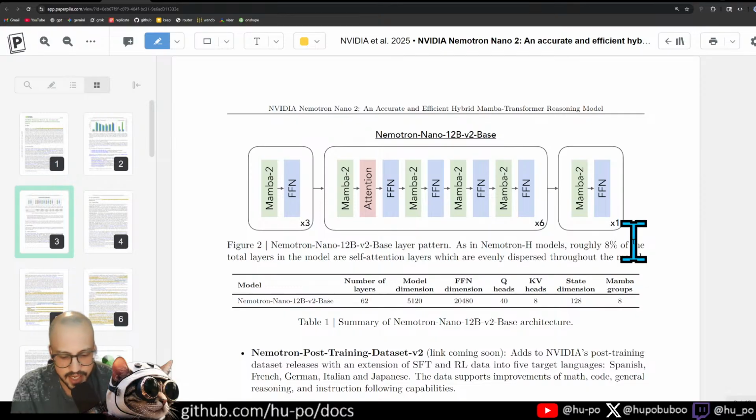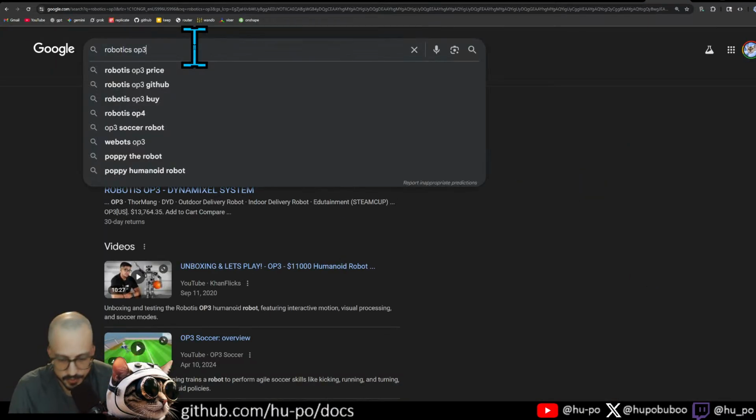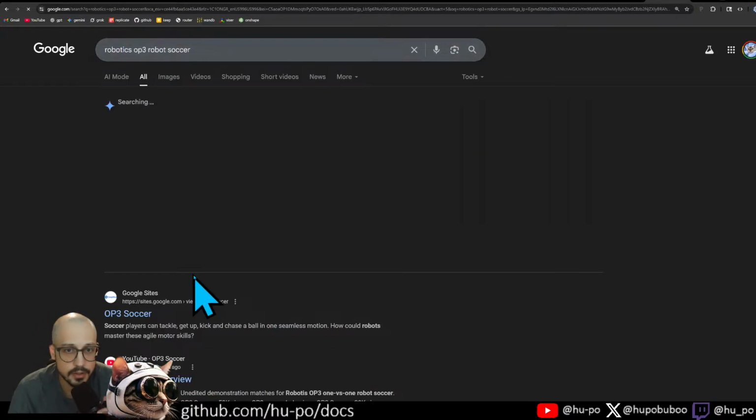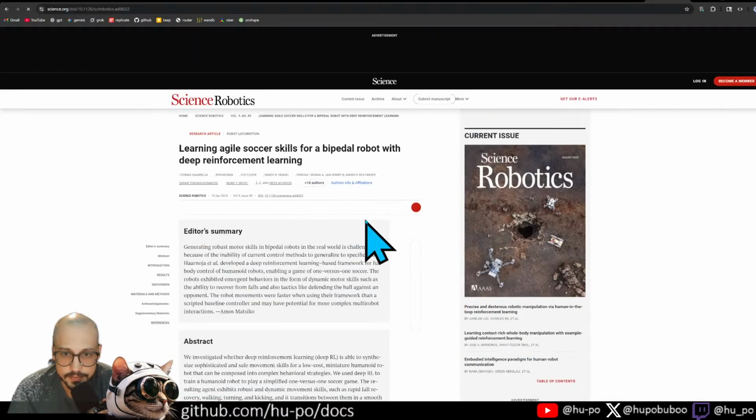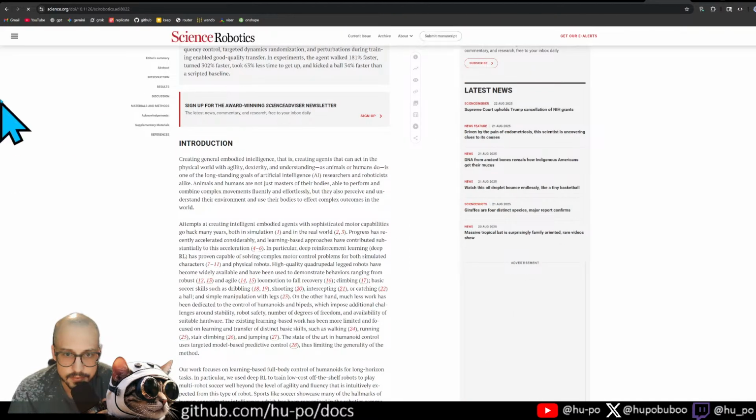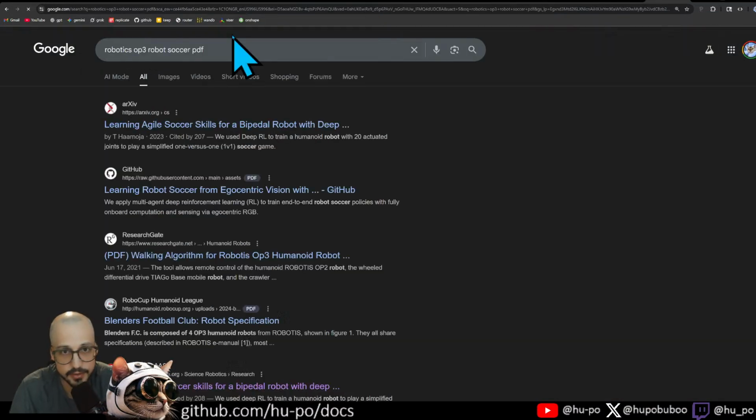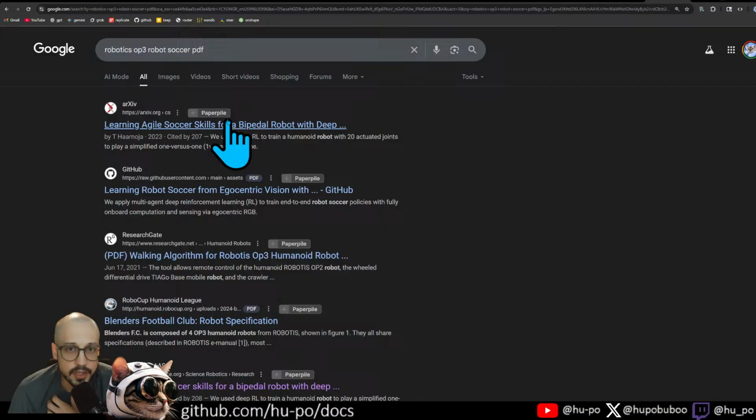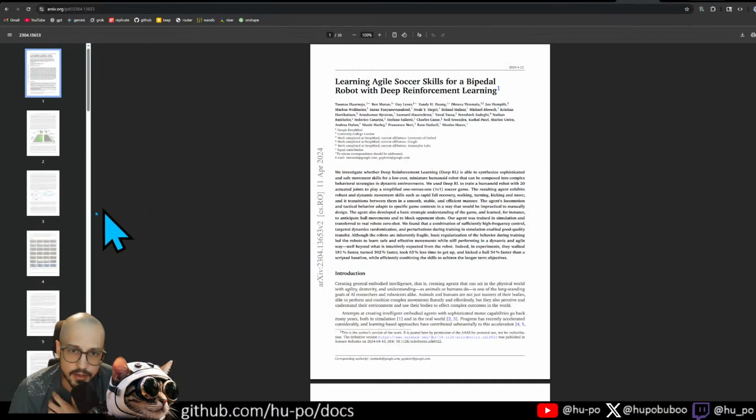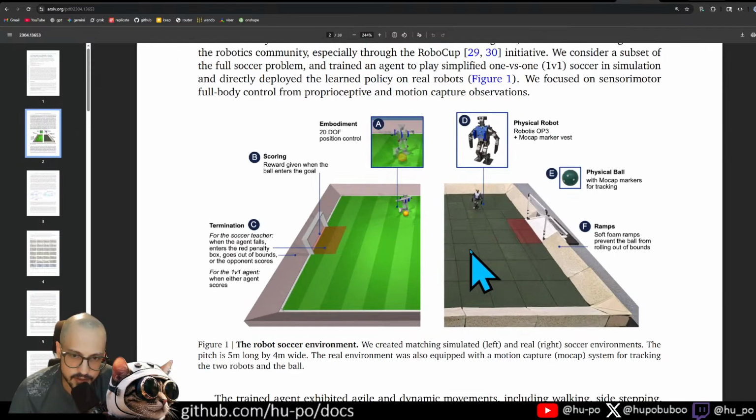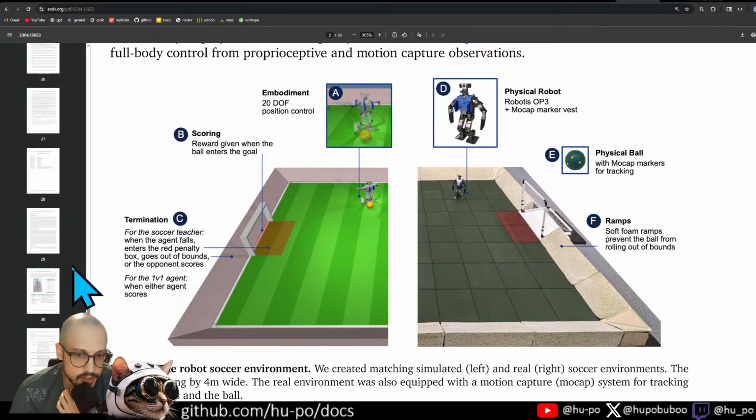Because this is already the case for robotics OP3. The OP3 robot soccer paper. This one. Oh, I'll get there, give me 1 second. Yeah, this one here. This is the robot soccer paper, but if you go all the way to the bottom here, they tell you the model architecture.